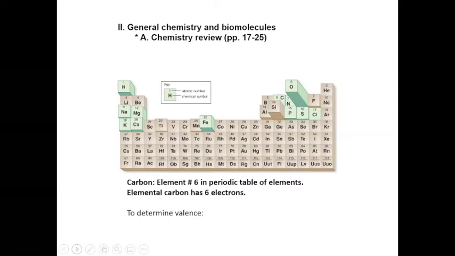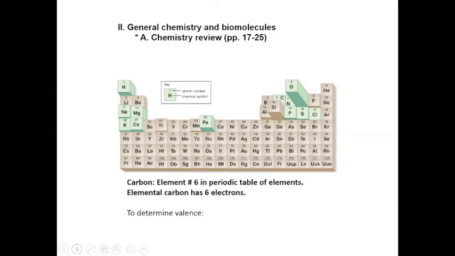So the valence electrons are the electrons available to interact. We could say that the valence electrons are the electrons that make life possible. They make the interactions between elements possible. All right, awesome.